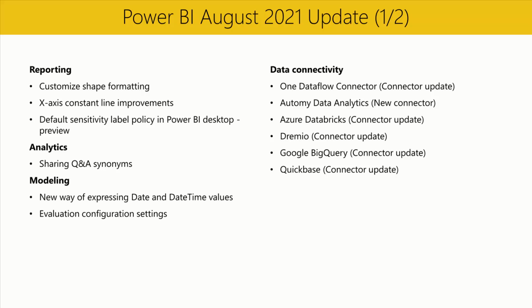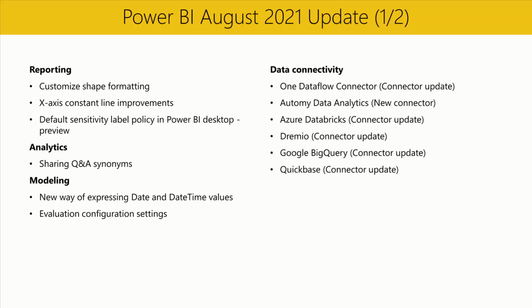Next, since we introduced the x-axis constant line, we've received feedback on ways we can make it an even more useful reference on your Cartesian charts. And this month, we've acted on that feedback, bringing you conditional formatting for x-axis constant line value and shading for regions before or after the constant line. You can now find these new options in the x-axis constant line card in the Analytics pane.